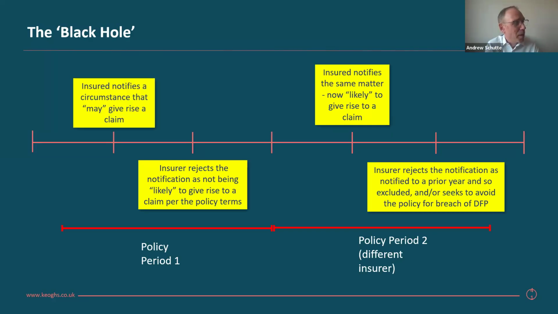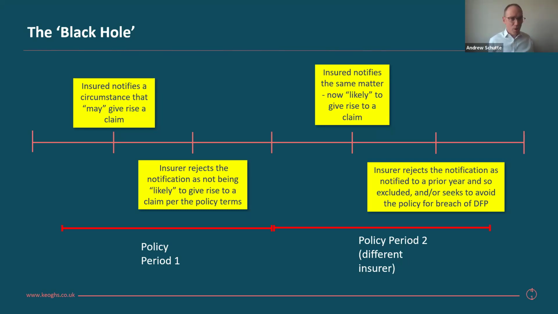So policy period 1, you have an insured who notifies something that may give rise to a claim. But that is not what this policy requires. This policy says notify circumstances that are likely to give rise to a claim. So the claims handler says, well, that's all very interesting, but you can't actually notify that yet. It hasn't got that bad. It's a may give rise to a claim, maybe 20% chance, but it is not yet over 50%. So come back after it gets above 50%, if that ever happens.